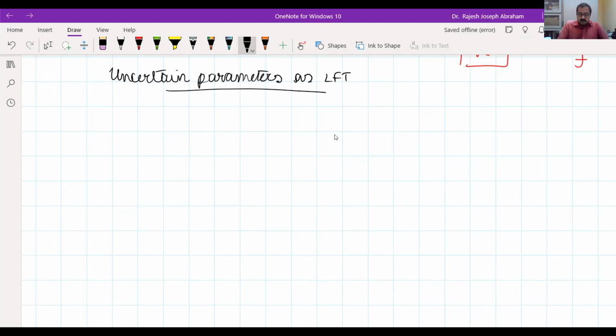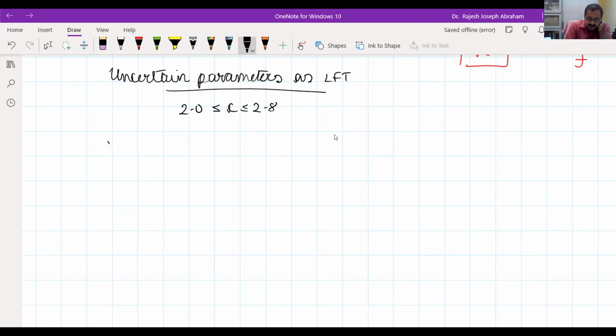Okay. So assume that we have a parameter C, which varies between 2 and 2.8. What did I say? Assume that you have a parameter C that can take values between 2 and 2.8. Okay. So this can be represented differently. What's the nominal value here? How will you find the nominal value? Average: 2.0 plus 2.8 divided by 2.